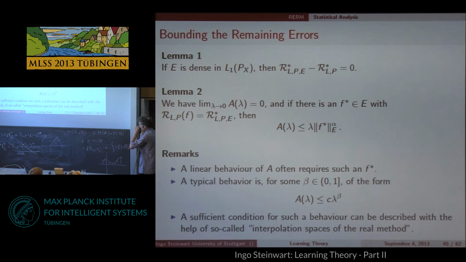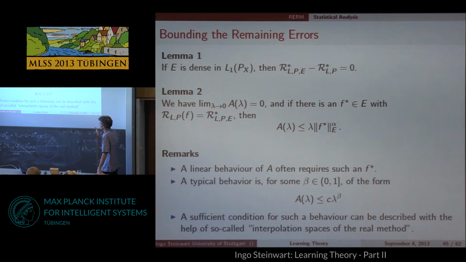Last but not least, and this is really just a side remark, we can actually find sufficient conditions for the existence of such a beta. And this is in terms of so-called interpolation spaces of the real method. So this is really going into advanced things of functional analysis, so I don't want to talk about that here. For the moment, we may simply stick to the assumption that we have such a beta, and then if we have such a beta, we want to find rates. If there is no such beta, well, we don't get the rates I will present now. But in general, we cannot really hope to find rates in all situations because of the no free lunch theorem.